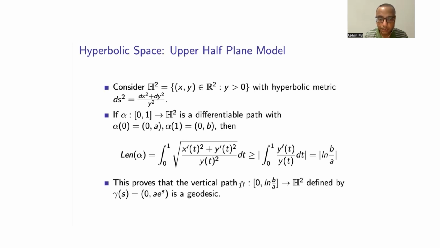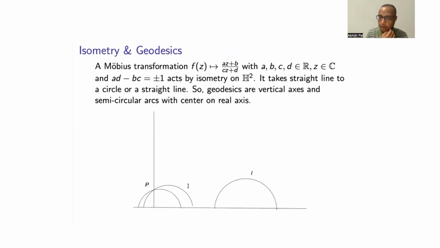So this gamma will be a geodesic, because the length of alpha is always greater than or equal to the absolute value of log of b by a, and gamma is the path whose length is equal to the absolute value of log b by a. Therefore this gamma will be a geodesic. So the vertical paths are geodesics.